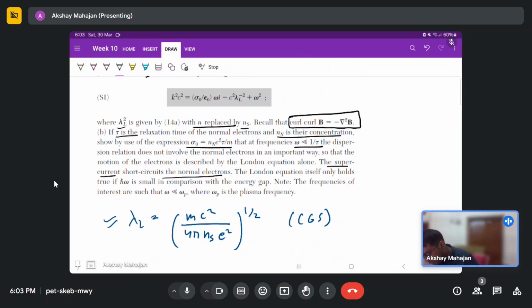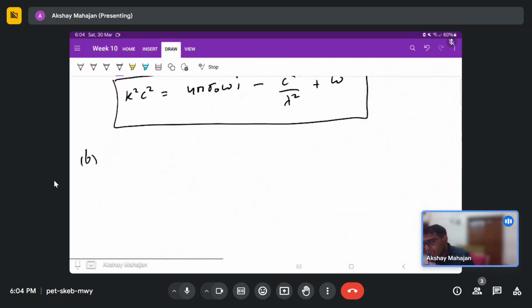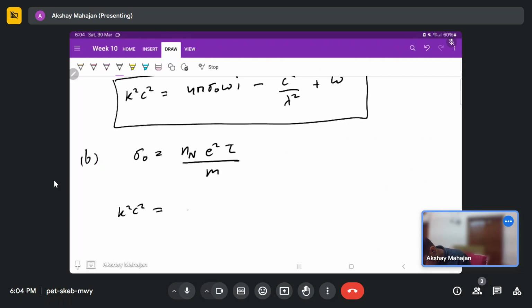The London equation itself only holds true if ħω is small in comparison with the energy gap that opens up. Now note the frequencies of interest are such that ω is much less than ωp, where ωp is our plasma frequency. So for part B, we use the relation σ₀ for the normal electrons, Ne²τ/m. Then the equation that we have above: k²c² equals 4πσ₀ωi − c²/λ² + ω².